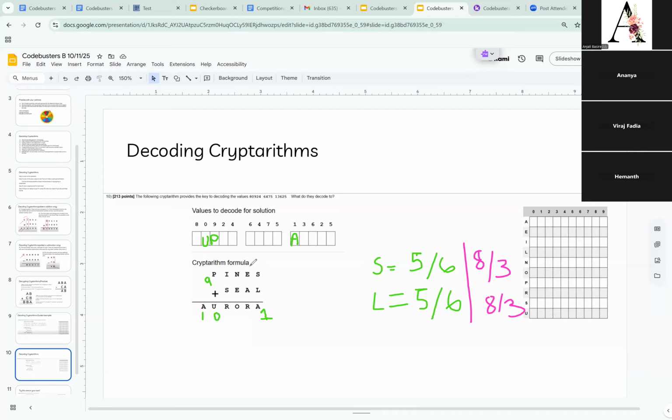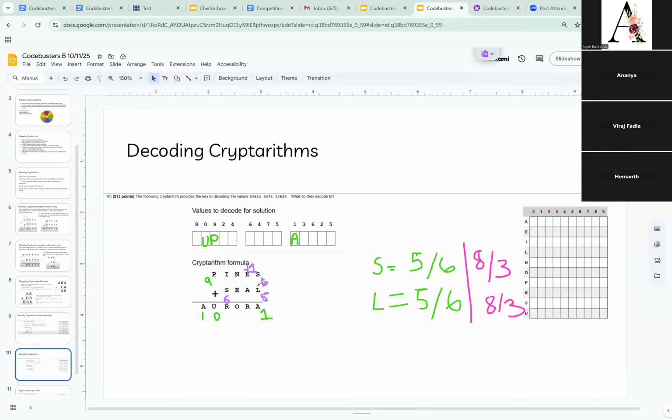Okay, so then we know that no matter what two pairs we would have, there has to be a carry of +1, right? So first, let's try 5 and 6. S as 6, and then L as 5. Let's just try that out and then see how it goes. So S would be 6.